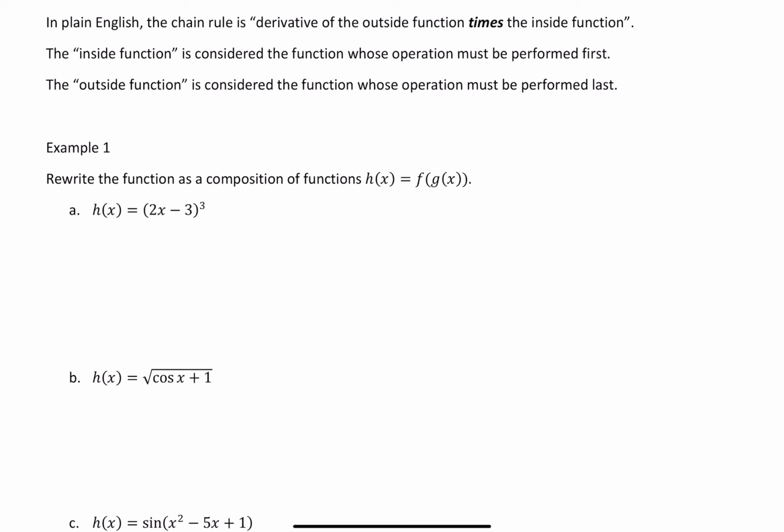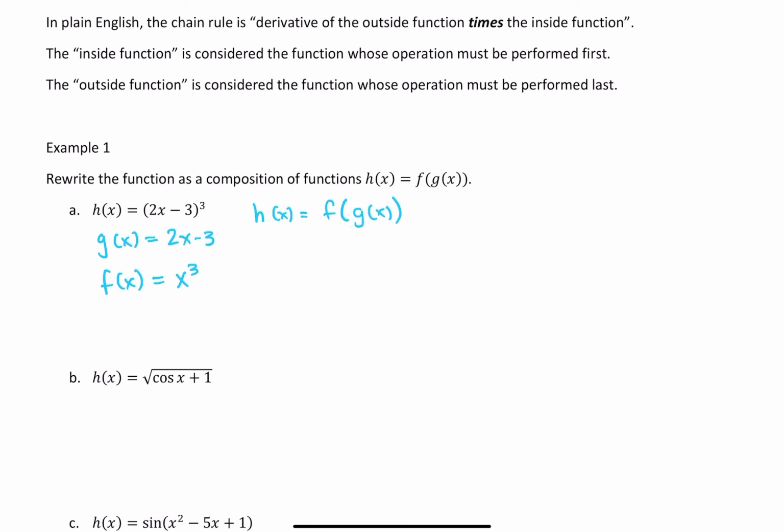So our g of x function is going to equal 2x minus 3. Then our f of x function is the last thing that we do, which is to cube that value. So that's going to be x cubed. If we rewrite this, we have h of x is equal to f of g of x, and we're going to see if that actually makes sense.